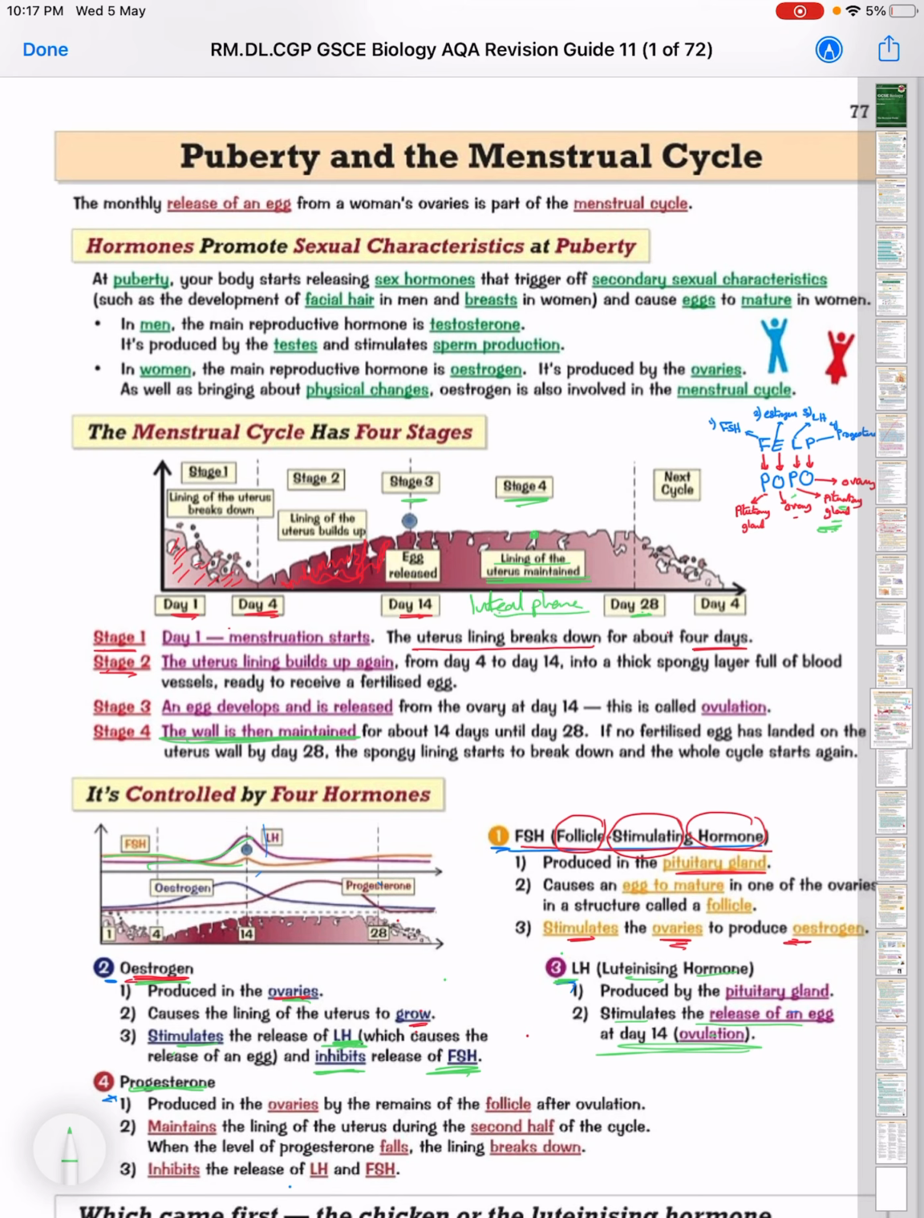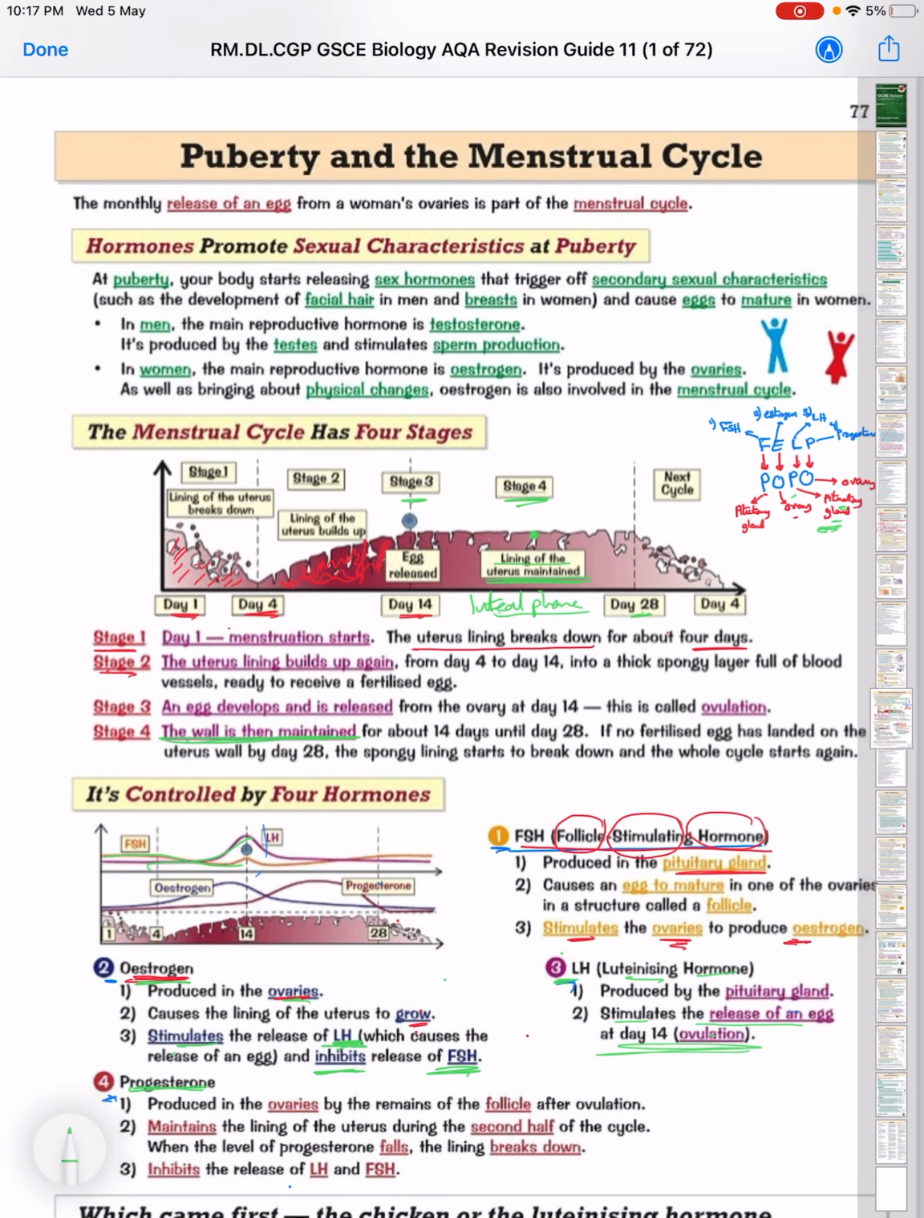stimulation of the FSH hormone produced from the pituitary gland, which causes the egg to mature. Then this will stimulate the ovary to produce estrogen. The estrogen now will make the cells of the uterus grow, getting ready for ovulation. This will inhibit the FSH and will stimulate the LH. Now the LH, produced from the pituitary gland, stimulates the ovulation at day 14.